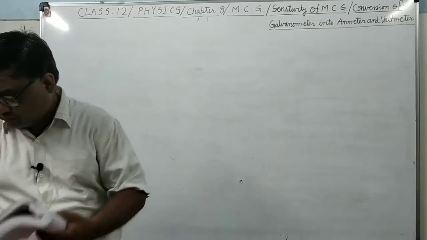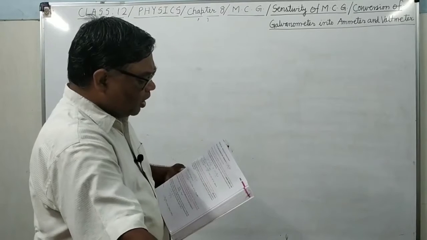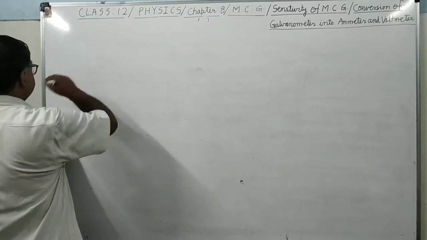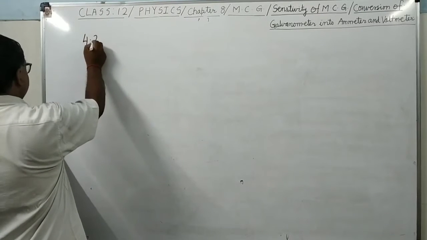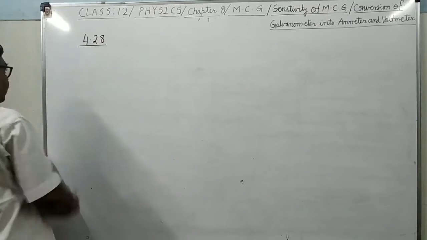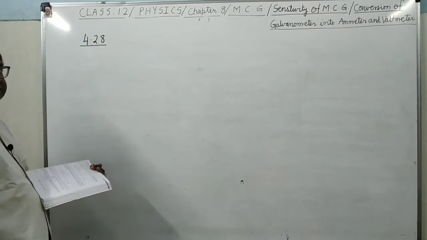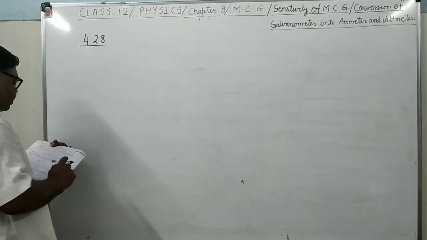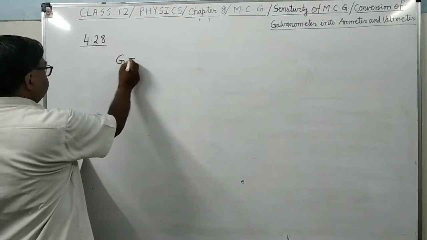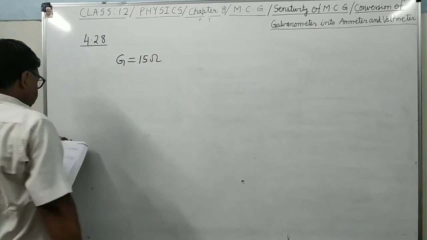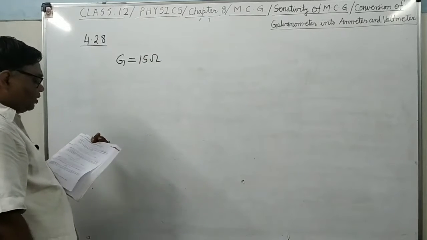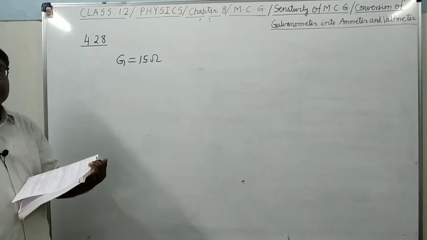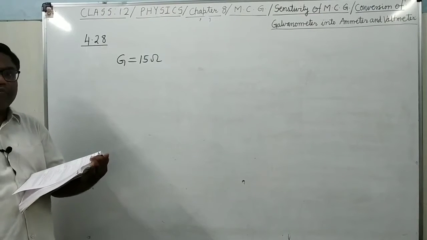Now see here, in the NCERT book you will get question number 4.28. The numbering in the NCERT is like this. A galvanometer has a resistance of 15 ohm, that is G equals 15 ohm, and the meter shows full scale deflection for a current of 4 milliampere. This galvanometer is showing full scale deflection for 4 milliampere.